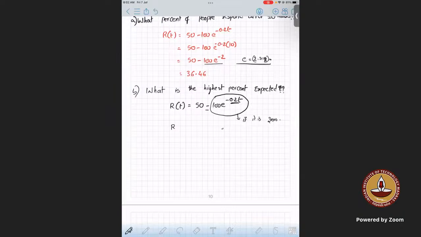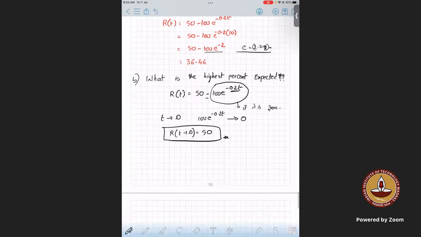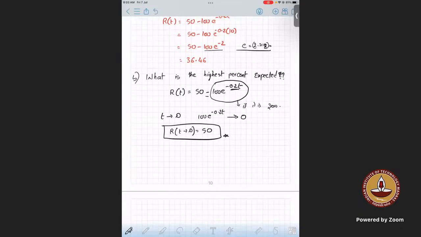So, when will it become 0? As it is e power minus, it is when t is infinity. So at t equal to infinity, remember this, 100 e power minus 0.2 t tends to 0. Agree? Yes, sir. So R of t as t tends to infinity is equal to 50. Clear? Yes, sir, clear.